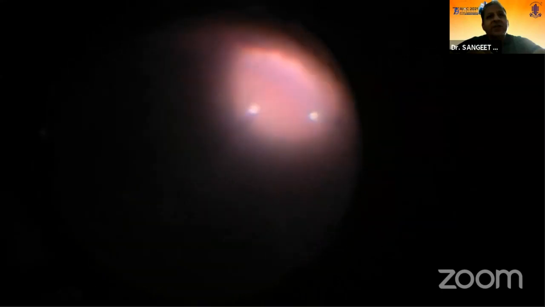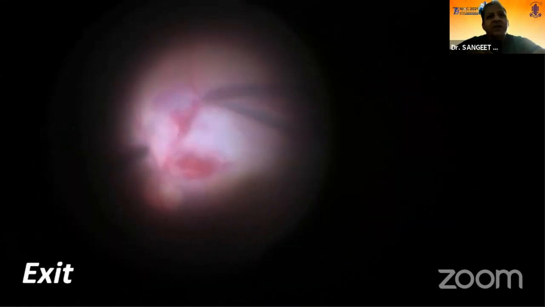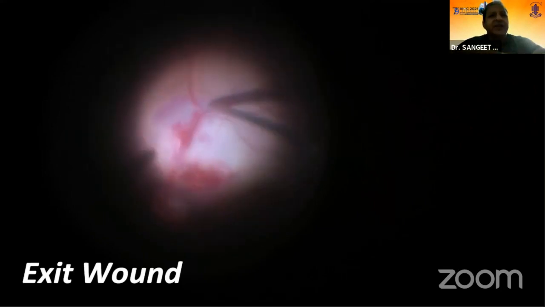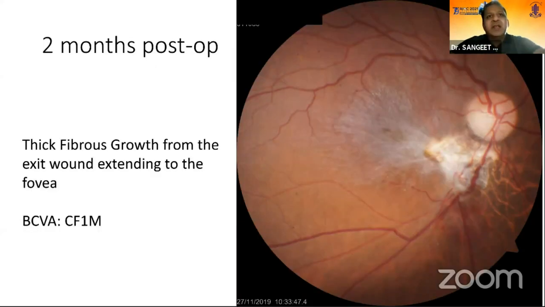And you see that there is an exit wound along the inferotemporal vessel here. At this moment of time, I did not touch it. It was a little bit of necrotic retina. And what you see later on, 2 months post-operatively, although the media view was clear and endophthalmitis was controlled, there was a thick fibrous growth from the exit wound extending to the fovea.